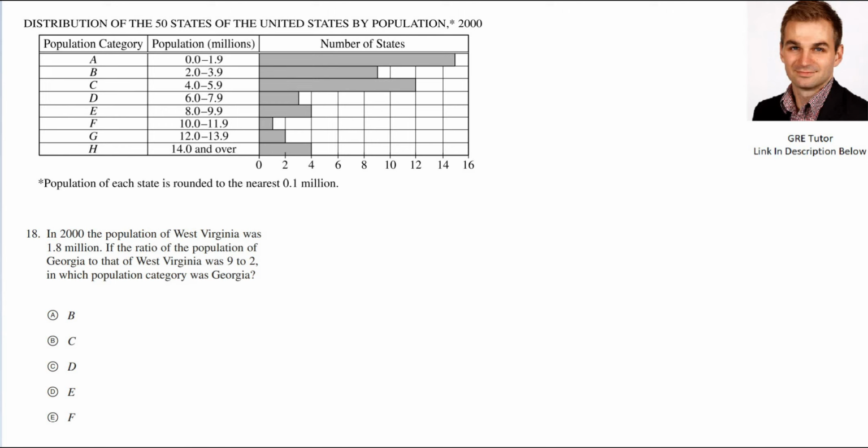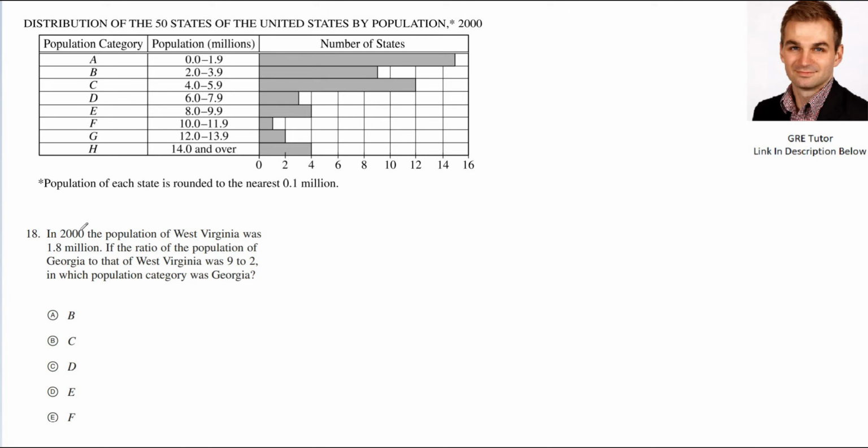Okay, so this is giving you the frequency of states by population. And so here you have 0 to 2 million population for 15 of the US states. Here you have 1 that has 10 to 12 million, or 10 to 11.9, and so on and so forth. These population categories are kind of just placeholders to show you where to go so you can write about it inside of a word problem. All right, so here's the question.